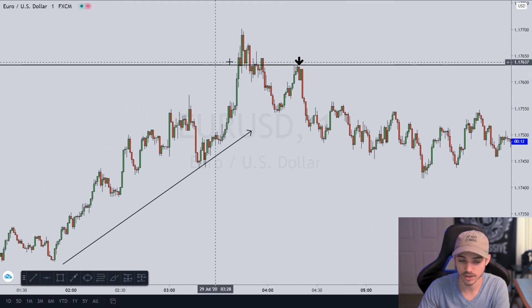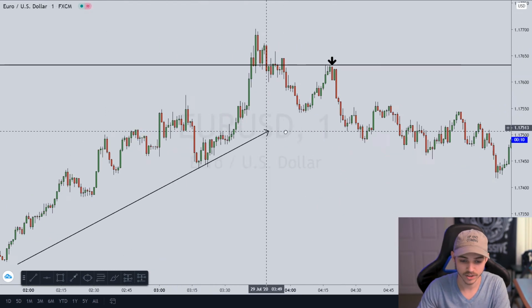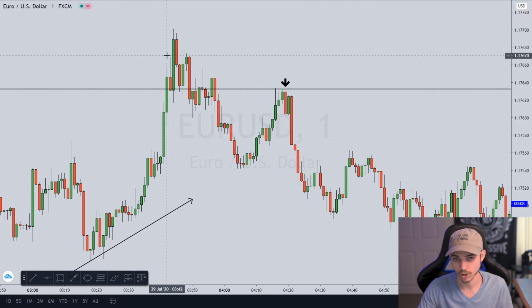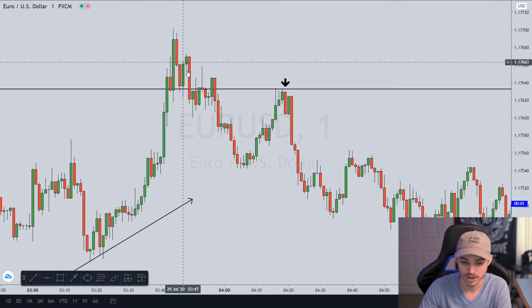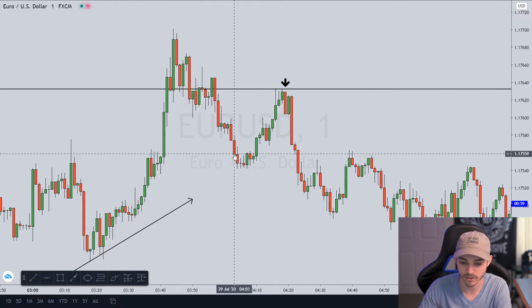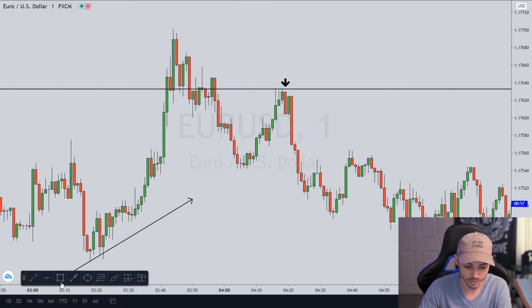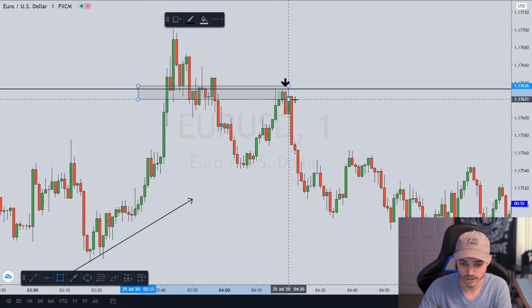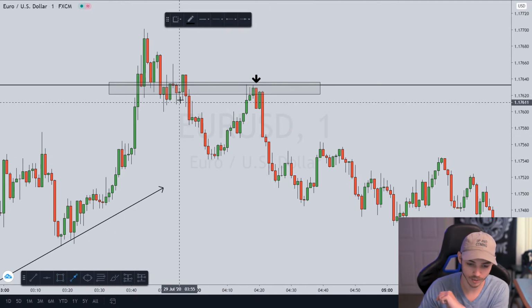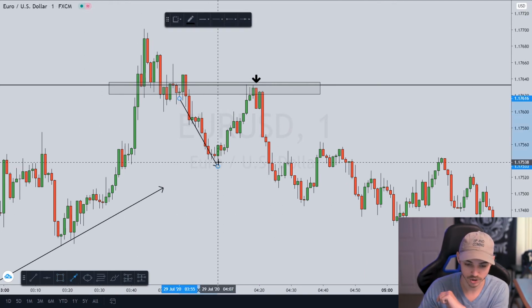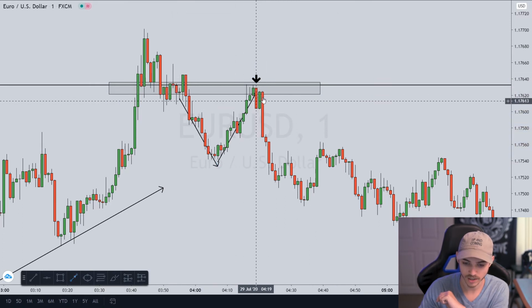We get a key resistance right here. Price approaches it very rapidly. So again, if it's fast, it doesn't last. And you can see how after this very extreme fast push, price starts stalling out and heading the opposite direction. We break structure right here at this area, and we wait for price to do what? We wait for price to retest that structure, which we get right here.